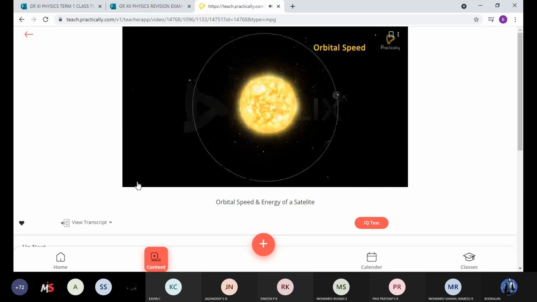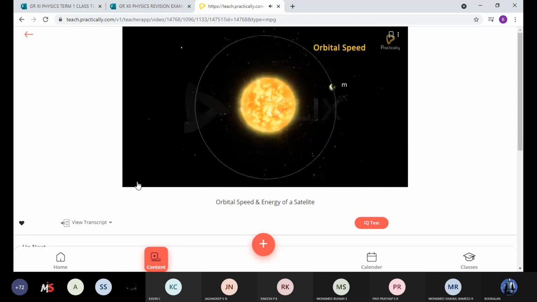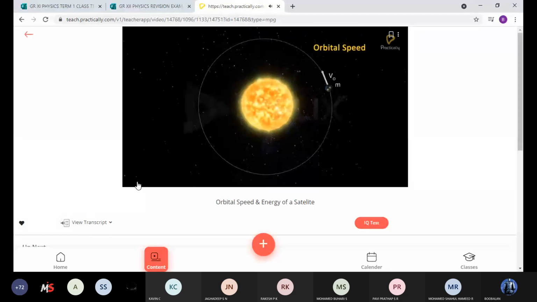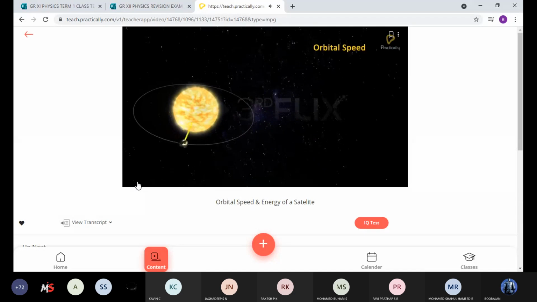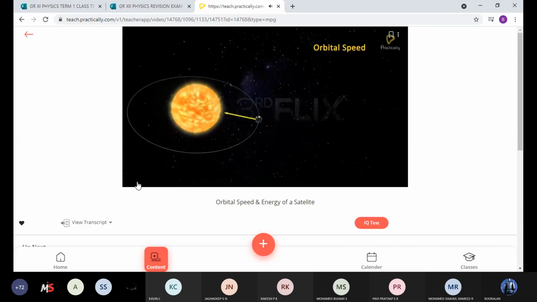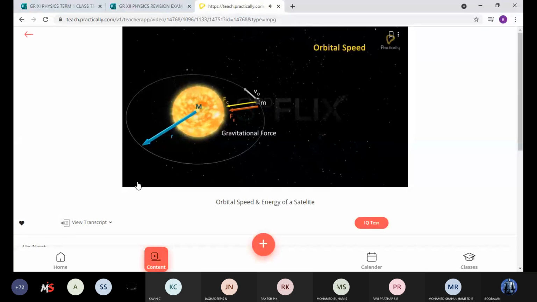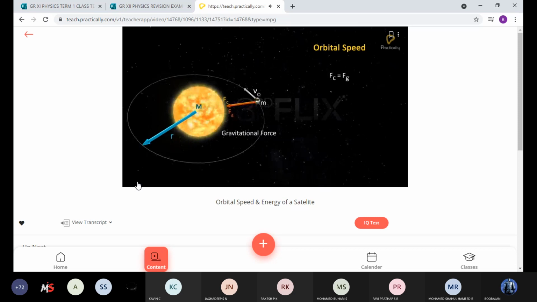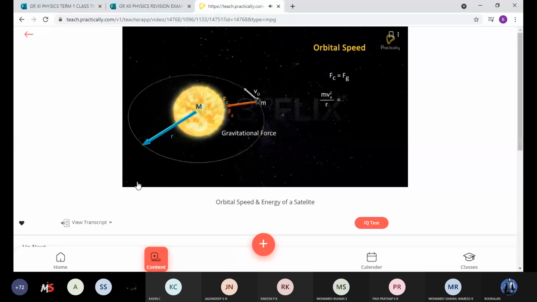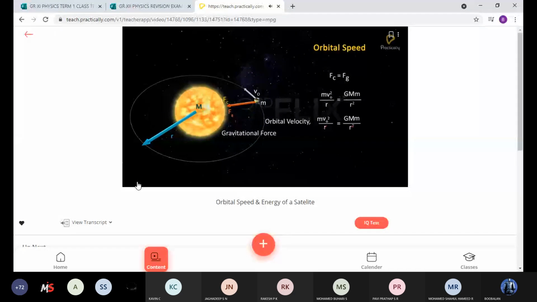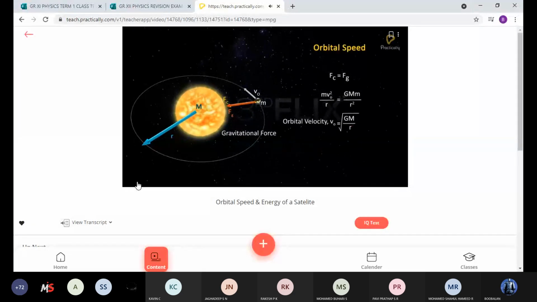Consider a planet of mass m revolving with an orbital speed v0 around the Sun in a circular orbit of radius r. The centripetal force necessary for the rotation of the planet is provided by the gravitational pull of the Sun. Therefore, the centripetal force on the planet must be equal to the gravitational force on it due to the Sun. m v0² by r is equal to GMm by r². Thus, orbital velocity equals the square root of GM by r.